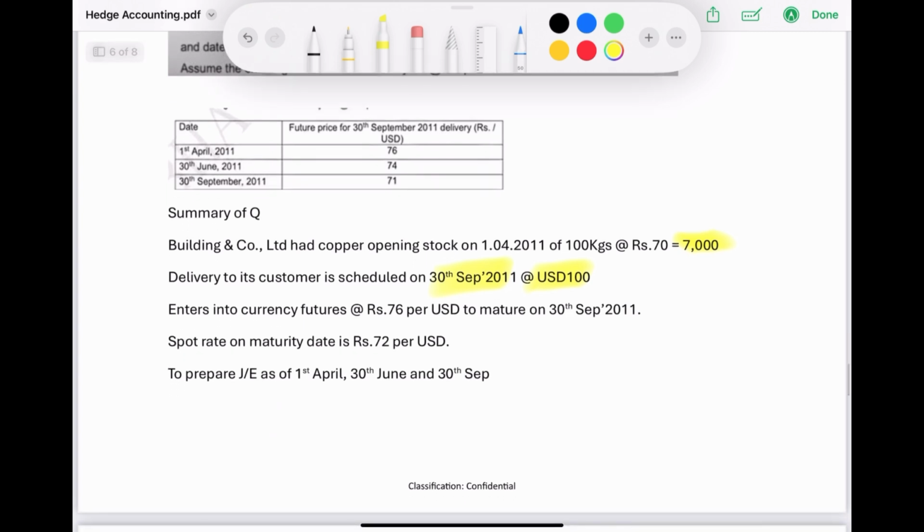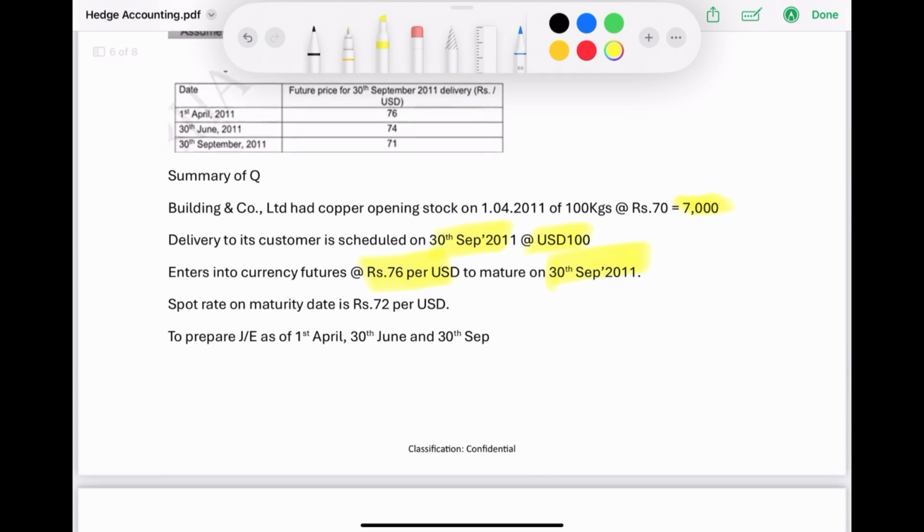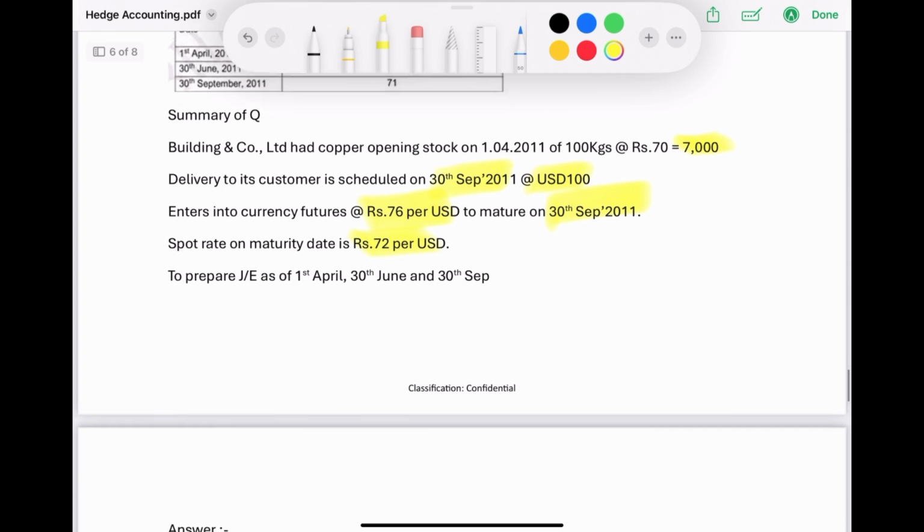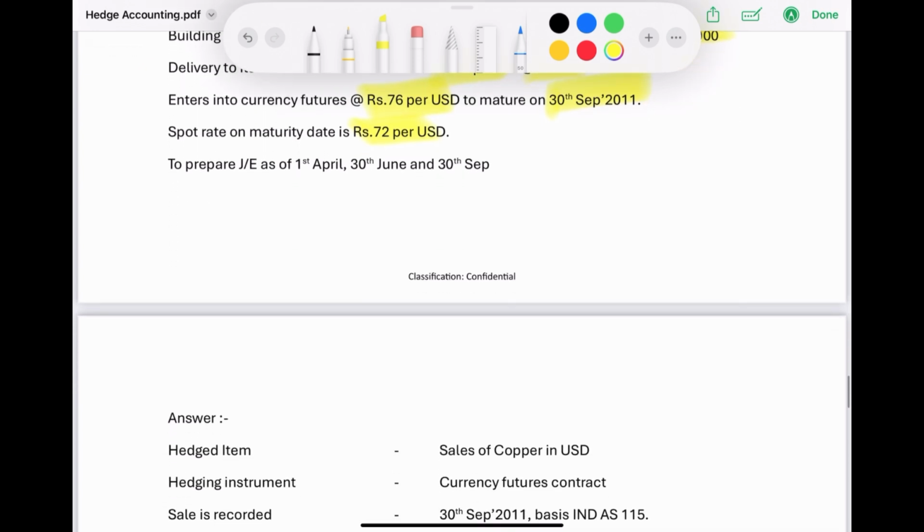Okay, so to cover the risk, they enter into foreign currency futures at that time at 76 per US dollar to mature on 30th September 2011. Okay, and spot rate on maturity was only 72, which means they are gaining from the currency futures contract at the rate of 4 rupees per US dollar. And they are asking us to prepare all the journal entries to effect the hedges as of 1st April 2011 and 30th September 2011.